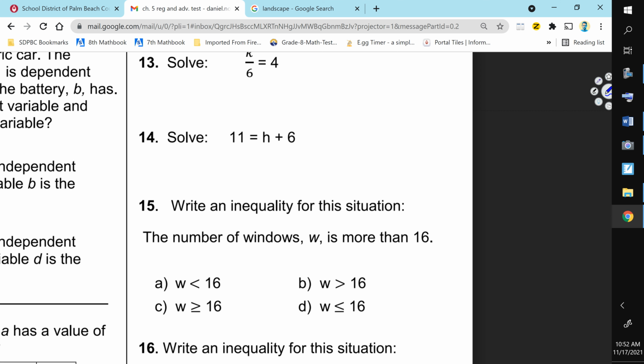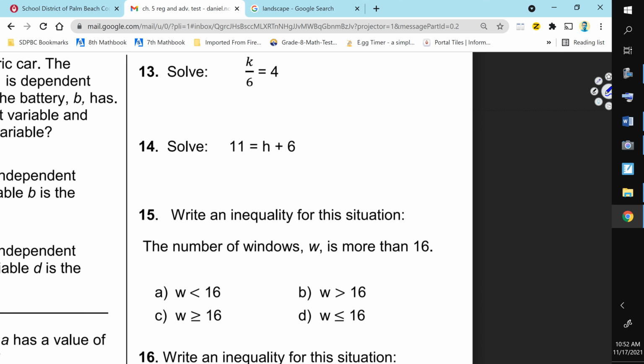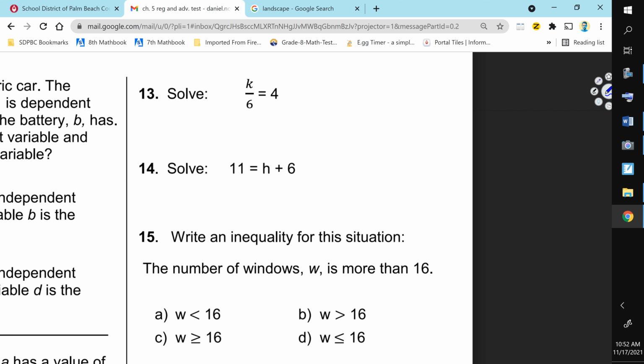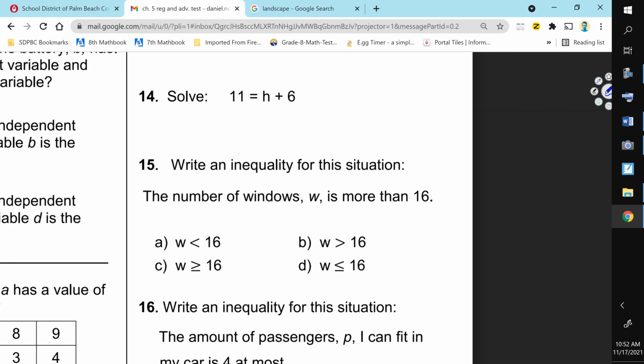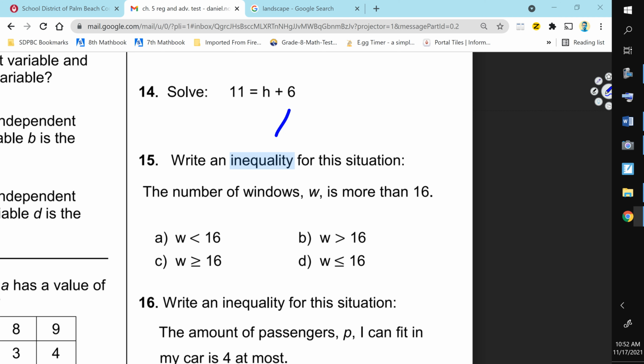Number 13. Get k by itself, so you've got to get rid of the 6. But remember, when you have a fraction, it represents division. So you've got to do the opposite of dividing by 6 to both sides, and you should find your answer. Number 14, get h by itself, get rid of this number. By now you should know how to do that.